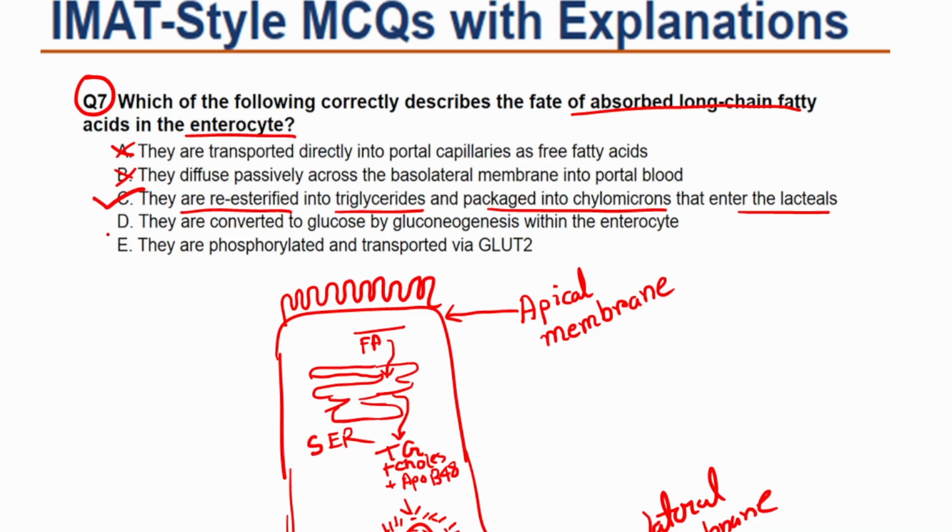Option D is incorrect because human enterocytes lack the enzymatic machinery to convert fatty acids into glucose via gluconeogenesis. Option E represents a conceptual mismatch. Phosphorylation and glucose transporter mechanisms are strictly reserved for carbohydrate processing and basolateral export of sugar, having no interaction with lipid packaging.